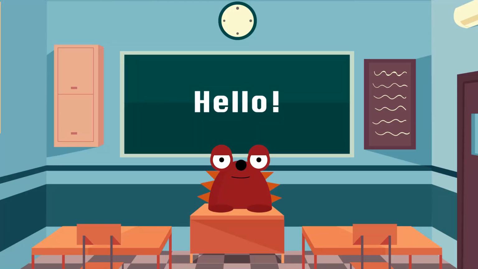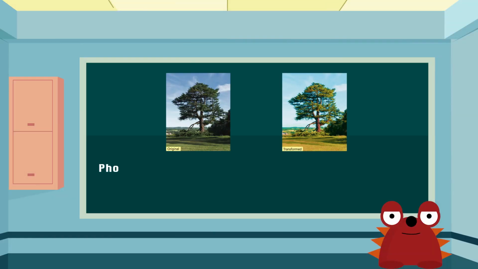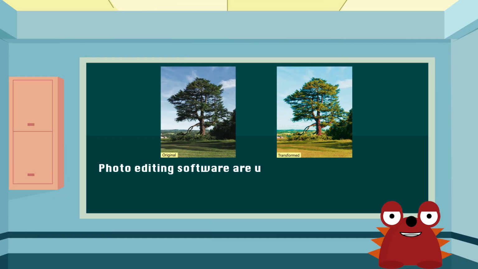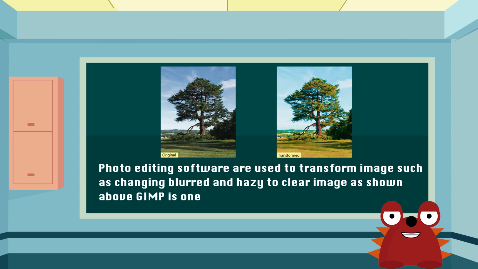Hi there students! Today is an exciting day as we will be learning about very exciting topics such as photo editing amongst others. Photo editing software is used to transform images, such as changing a blurred and hazy image to a clear image as shown above, and GIMP is one such photo editing software.